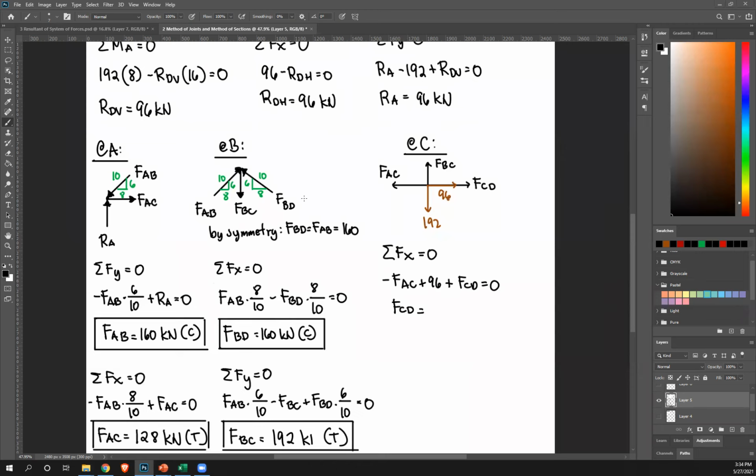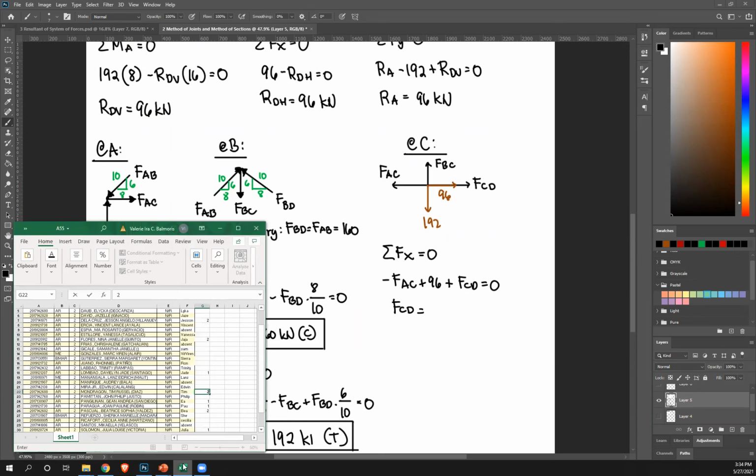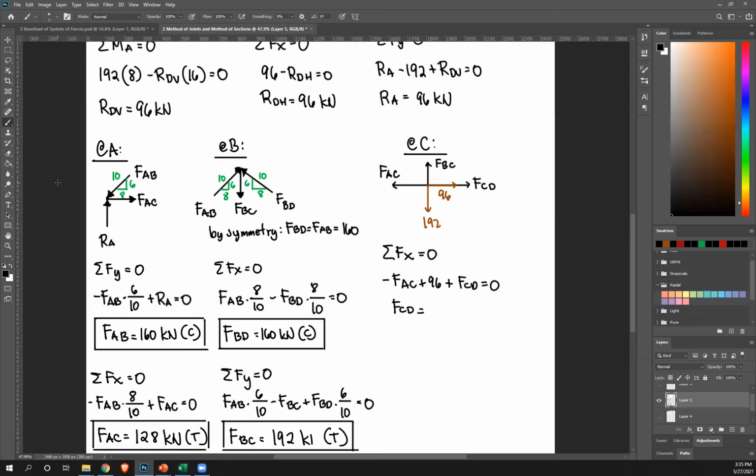Correct, it's 32. Correct, John and Jade, Paragua and Lomiba. Okay, 2 points. 32, positive, therefore correct assumption, it's away from the point. So once again, that's tension. Now you've solved for all of the members.